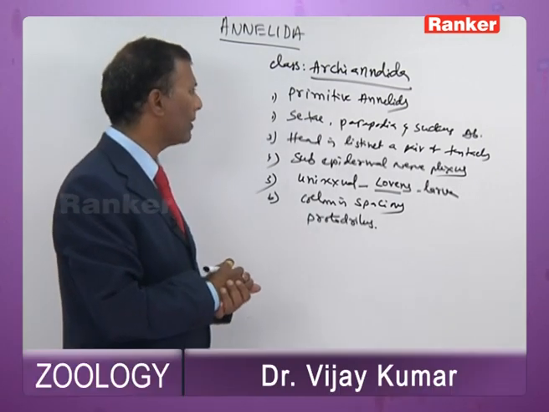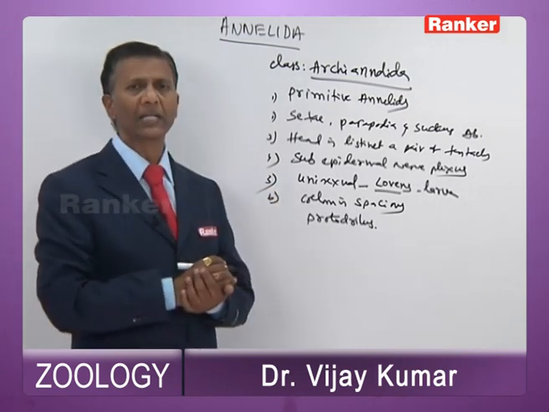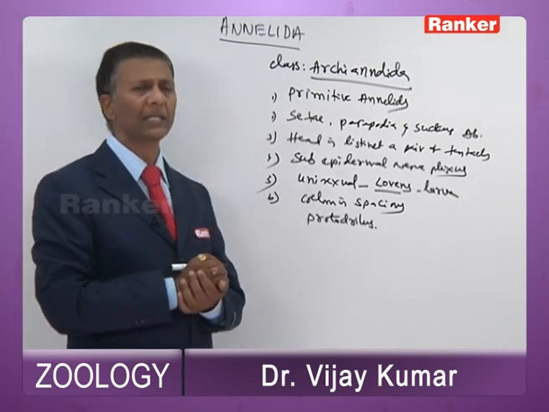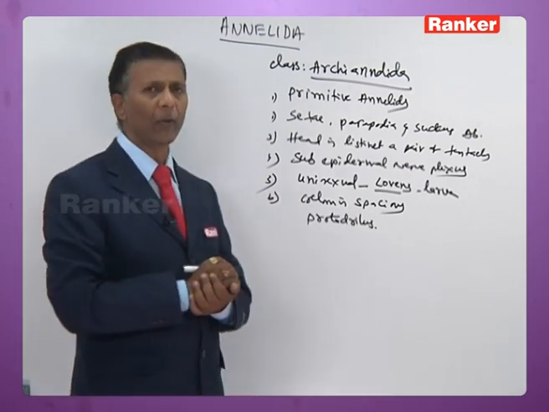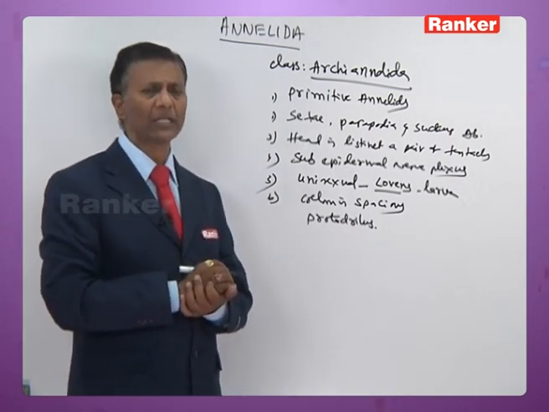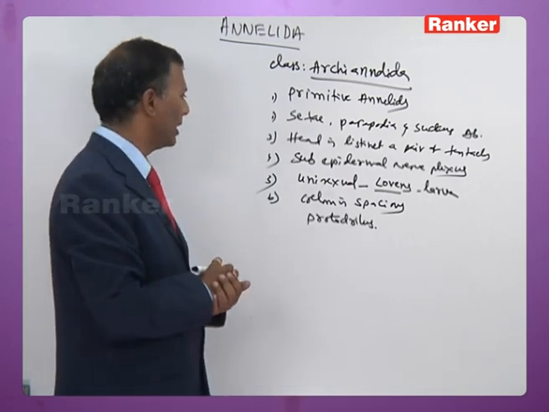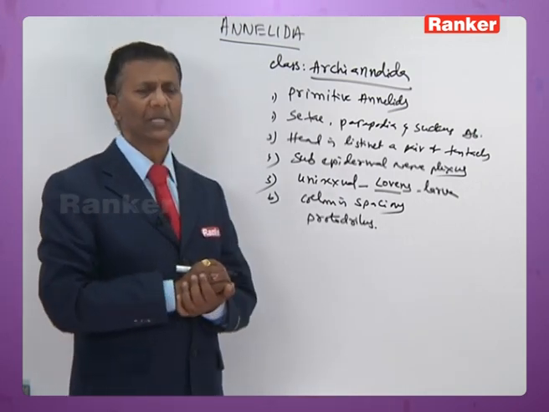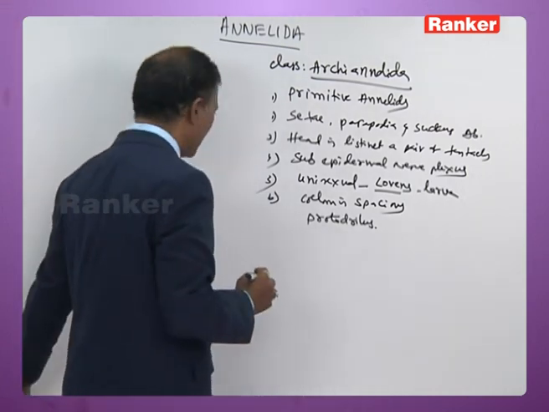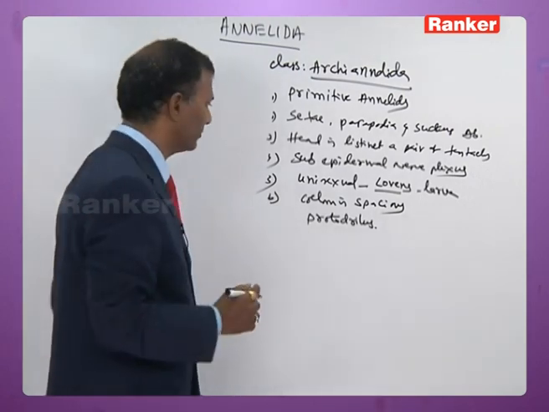The most primitive annelids. Setae, parapodia and suckers are absent here. Head is distinct with a pair of tentacles. Subepidermal nerve plexus is present. Unisexual and a few are bisexual. They have a characteristic larva called Loven's larva. Then coelom is spacious. The most important example is Protodrilus.